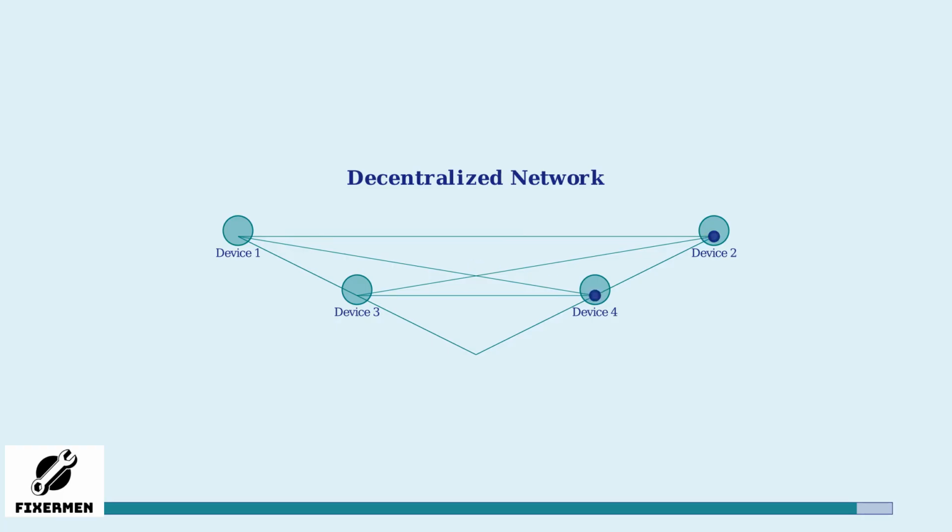Load distribution happens dynamically across the network, preventing overload on any one component and ensuring consistent performance even during peak usage. By removing the single point of failure, decentralized architectures could make server connection errors a thing of the past, providing users with uninterrupted, reliable Zoom experiences.